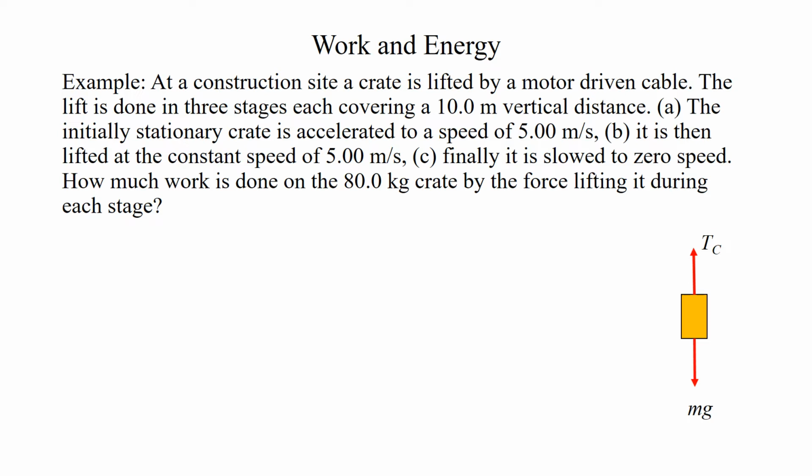Okay, so let's look at an example of the work-kinetic energy theorem. So at a construction site, a crate is lifted by a motor-driven cable. The lift is done in 3 stages, each covering a 10-meter vertical distance. Part A, the initial stationary crate is accelerated from 0 to a speed of 5 meters per second. It is then lifted at a constant speed of 5 meters per second, and then finally it is slowed to zero speed as it reaches the top. How much work is done on the 80 kilogram crate by the force lifting it during each stage?